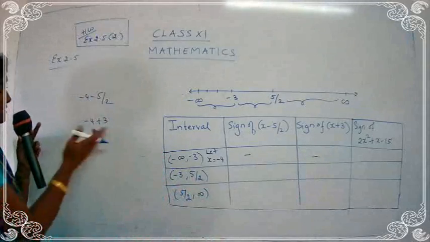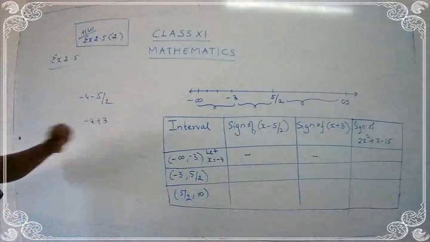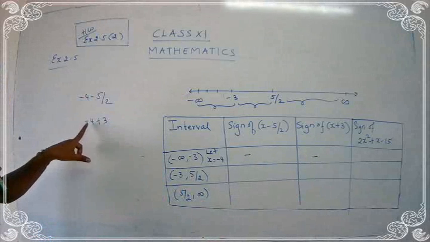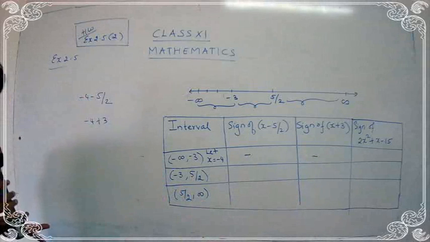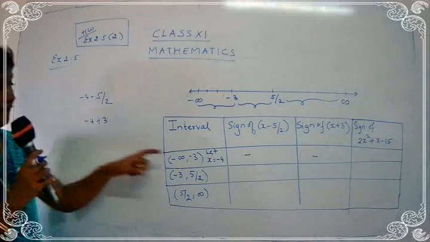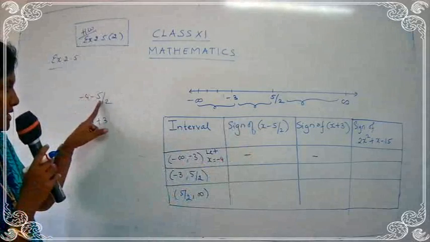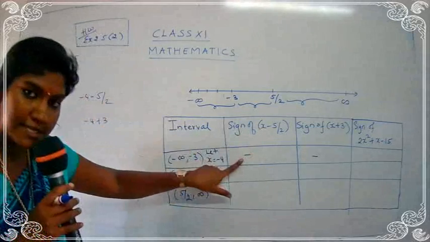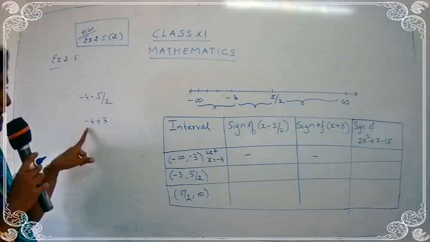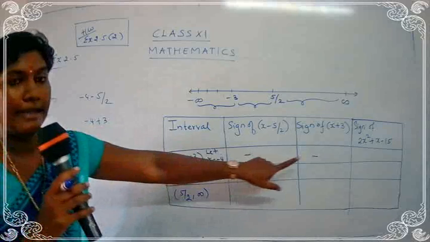So just looking at the sum, minus 4 plus 3, we have two numbers and the bigger number is minus. So the answer is going to be minus. I have written the sign minus because when I solve minus 4 minus 5 by 2, I am going to get a negative answer. When I solve minus and plus, I'll get a negative answer.